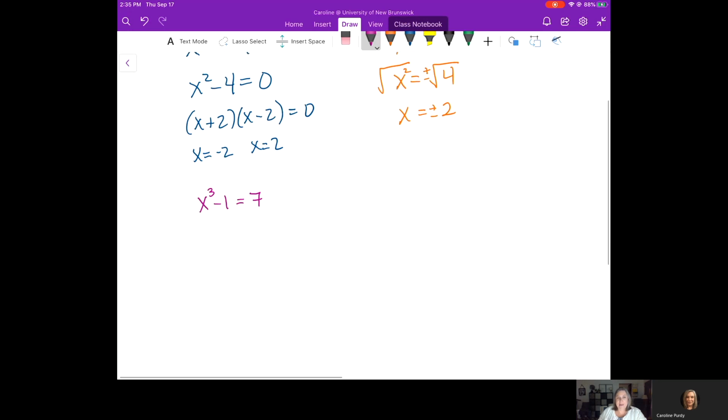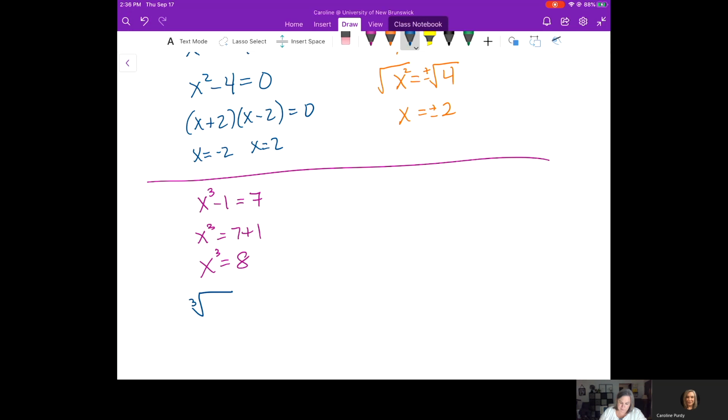Now, what if the question were a cube, like x cubed minus 1 equals 7, for instance? Well, we can't factor cubes easily without using long division, and we're not going to do that. So let's move the 1 over to the other side, and we'll say x cubed is equal to 7 plus 1, which is 8. Maybe you know the answer to that already, what number cubed is equal to 8, but to actually solve this, you would do the cube root of both sides. And when it's an odd root, we don't need the plus or minus. There is only one answer, and the answer to that is x equals 2.